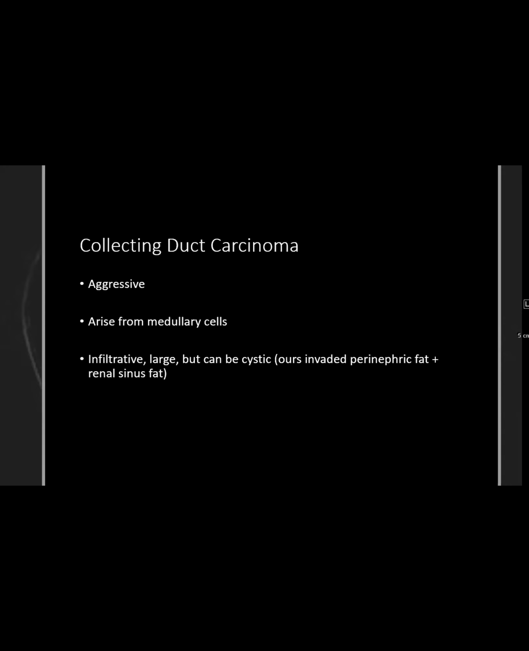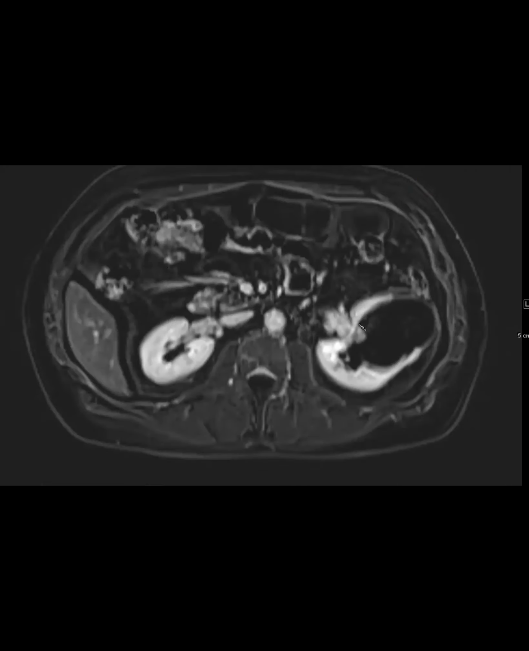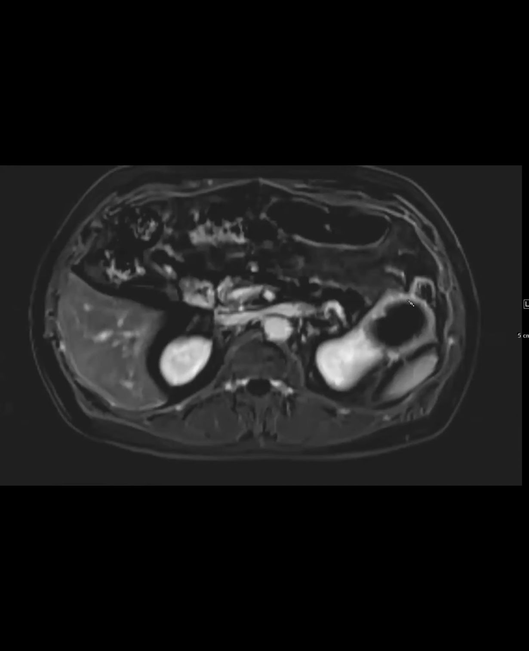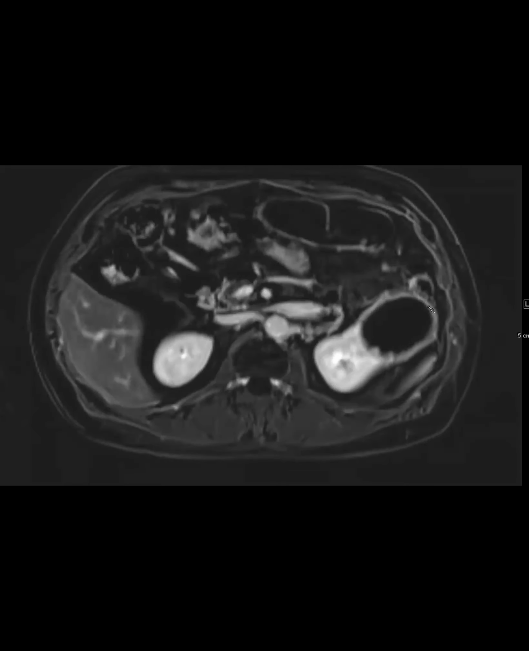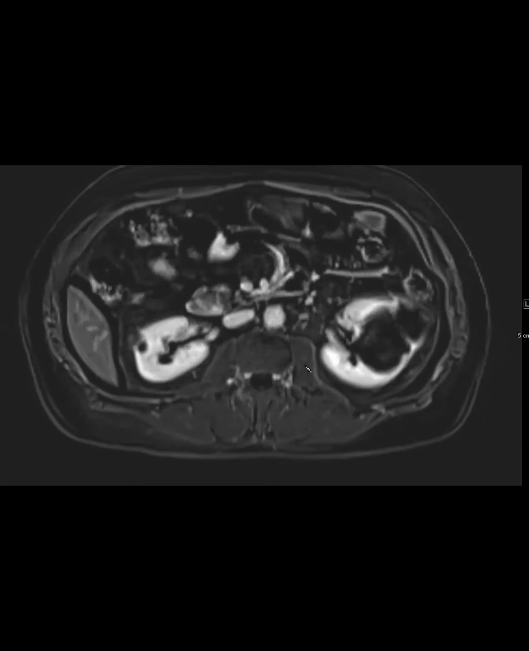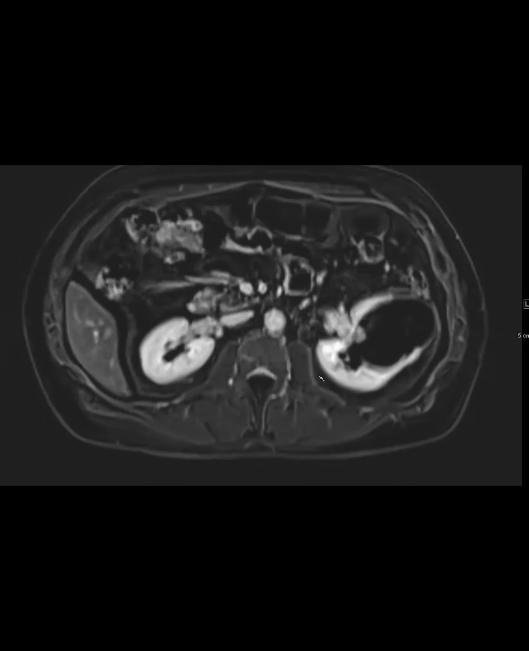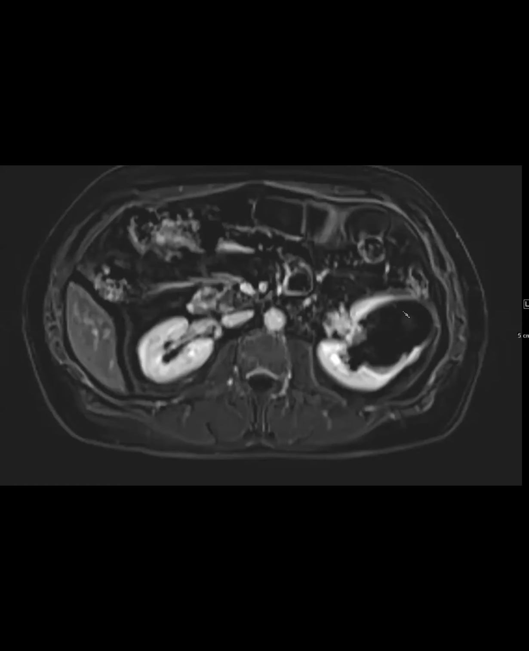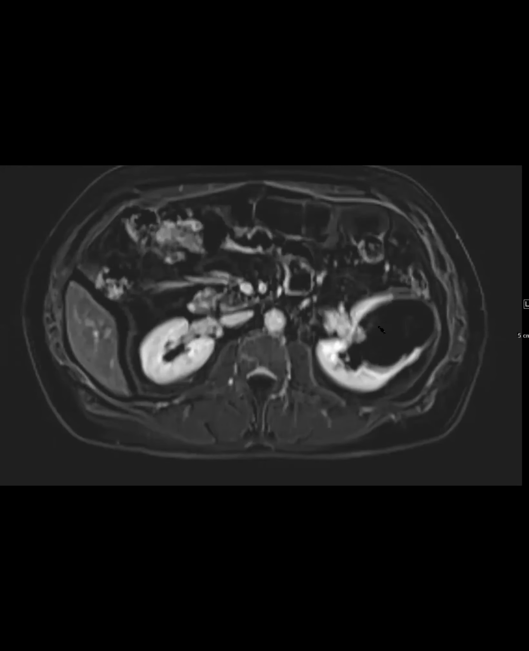And even though ours looked pretty contained here, like it just looked like a small little nodule, there were actually tumor cells along this entire wall, and it was invading the perinephric fat as well as the renal sinus. So just a rare type of tumor, collecting duct carcinoma. They're usually infiltrative, but they can be cystic, and they tend to have a bad prognosis. So if you're reading a follow-up exam, you want to look really carefully for recurrence.